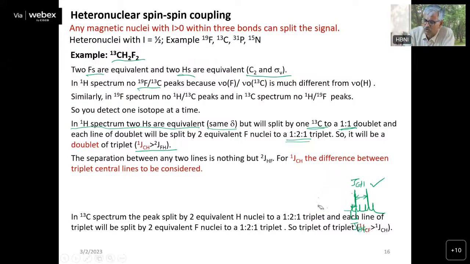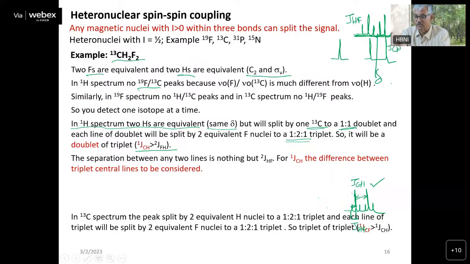So let us do the proton. I think I'm doing something wrong. So let us see, you have a proton when there is no coupling. Now you are coupling to a carbon, so you will get a doublet. Now each line of the doublet will be split into a triplet due to coupling. So this will be your JHF, this is your JCH, the actual final spectrum is like this, and this will be your chemical shift. So that is your hydrogen.